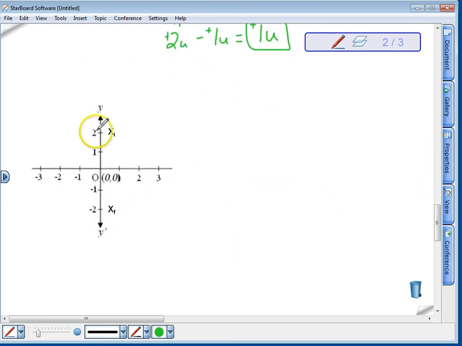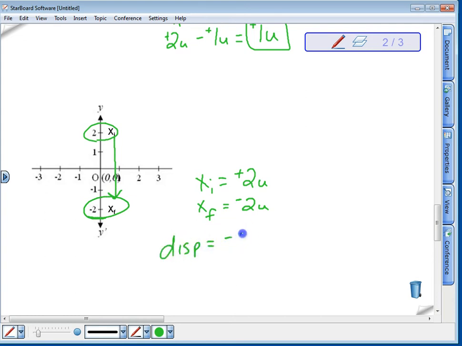Here I'm starting at +2 units. I'm ending at -2 units. So I'm going down. So I know that my displacement should be negative. My displacement is -2 units minus +2 units. -2 minus 2 gives me -4 units. So that's good because that's exactly what I predicted I should have. I predicted I should have a negative displacement. Okay? And if you count 1, 2, 3, 4 units, that makes sense.